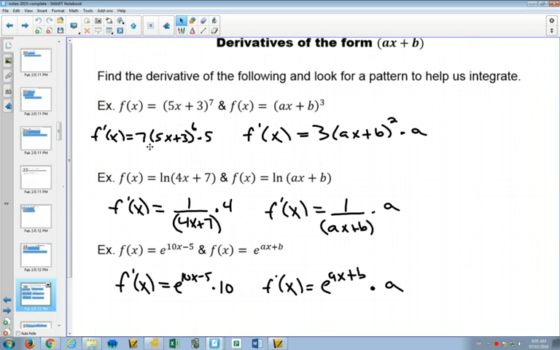So when the chain rule is of this form, in other words, the function inside is just a linear function, where the derivative is just a constant, we say to ourselves, well, if we were integrating and working backwards, we'd have to compensate for this a that we're multiplying outside. And the opposite of multiplying by a is dividing by a.